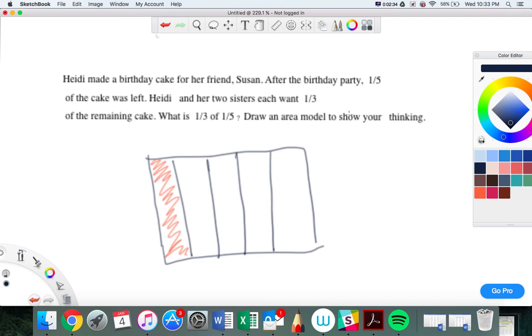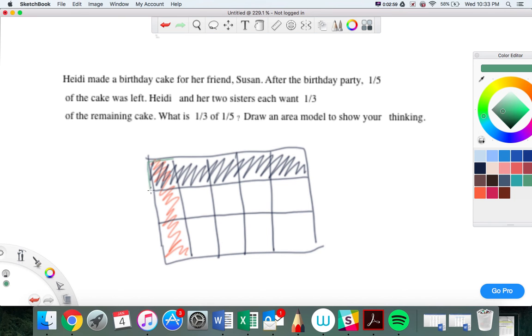And then she and her 2 sisters want 1/3 of the cake. So I'm going to go back and cut the whole thing into 3 pieces going the other way. And I'm going to shade 1/3 going this way. Now I'm looking for the places that overlap. So I see right here, I have a peach color and a navy color where they overlap.